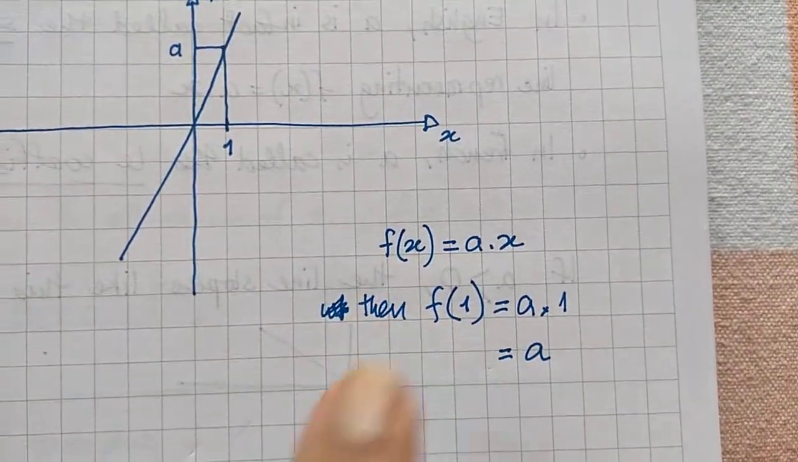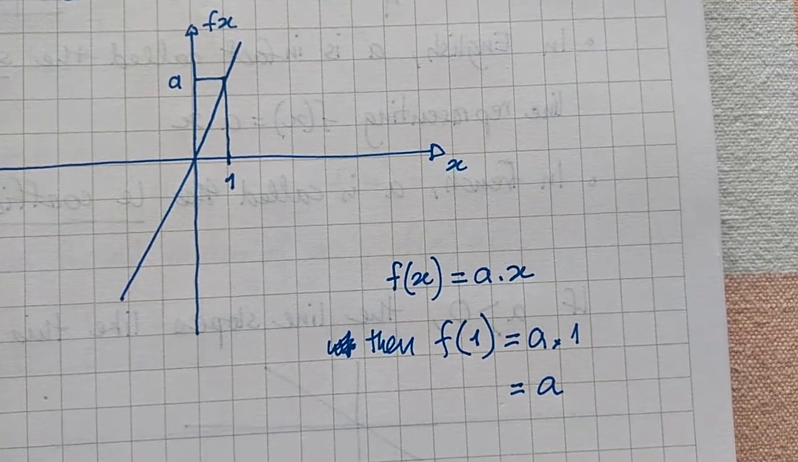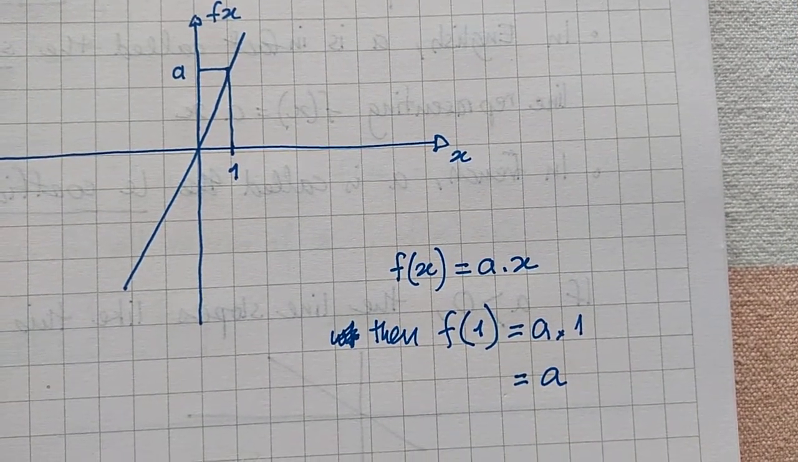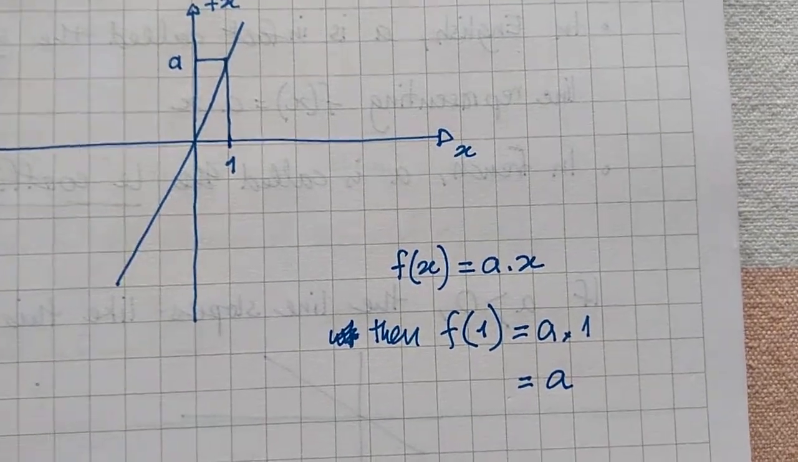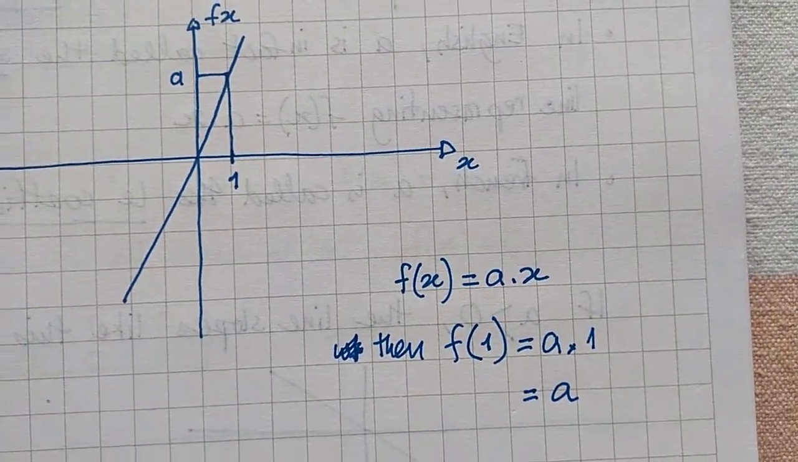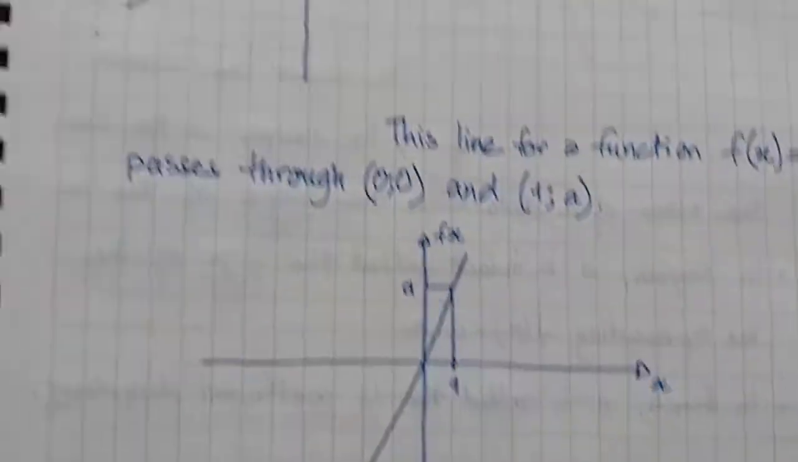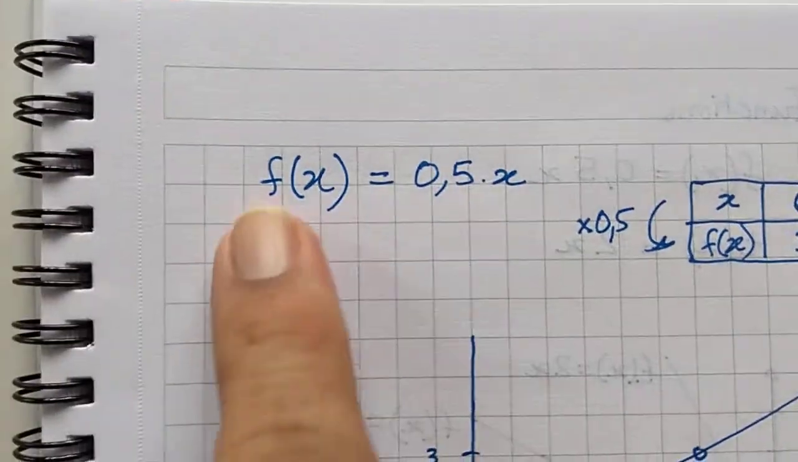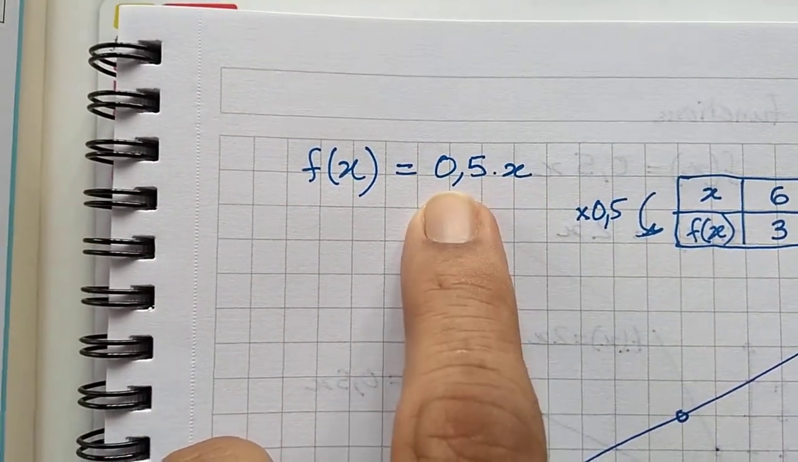Here I explain it again. f(x) is equal to a times x. Therefore, f(1) is equal to a times 1, which is equal to a. So in any linear function, f(1) will equal a. So here, if we had taken this linear function and tried to find out for 1, what would it be?